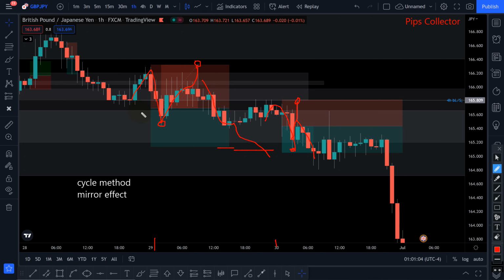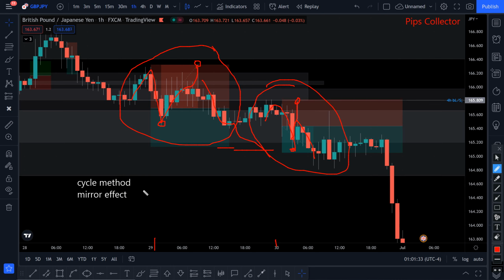You understand? So the point here is this. This action, this culmination of moves was repeated yesterday. This is the mirror effect. It just mirrored what happened. So it's more like an interim, a short-term kind of effect. It just happens now. Meanwhile, the cycle method is a big effect.